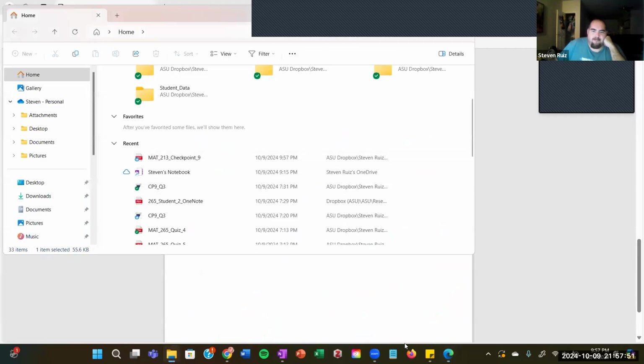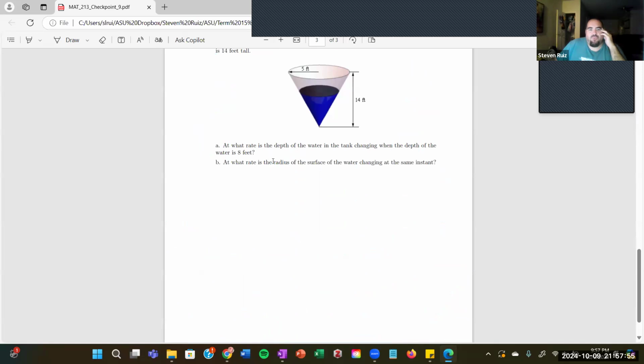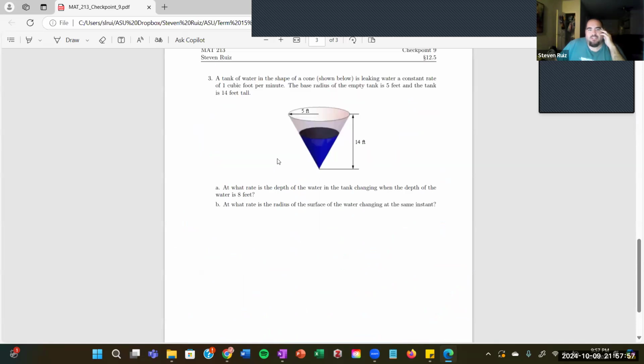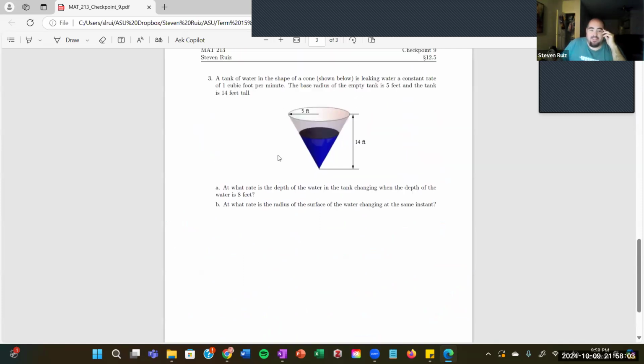Okay, so now we want to look at something a little different. At what rate is the radius of the surface of the water changing at the same instant? Okay, so I'm going to do this a slightly different way, but I think it's going to actually look pretty different. So still sticking with the volume. Volume equals, what is it? 1/3 pi r squared h.